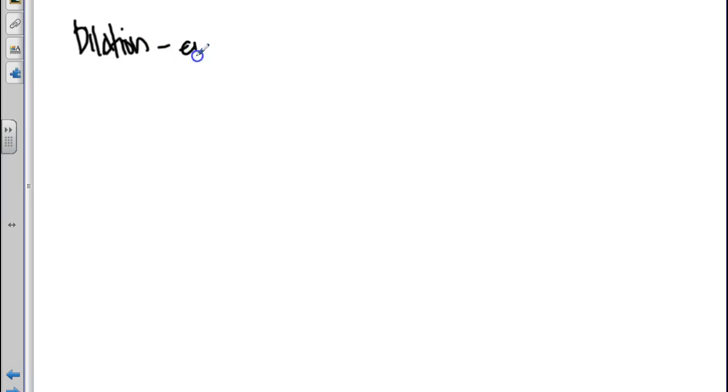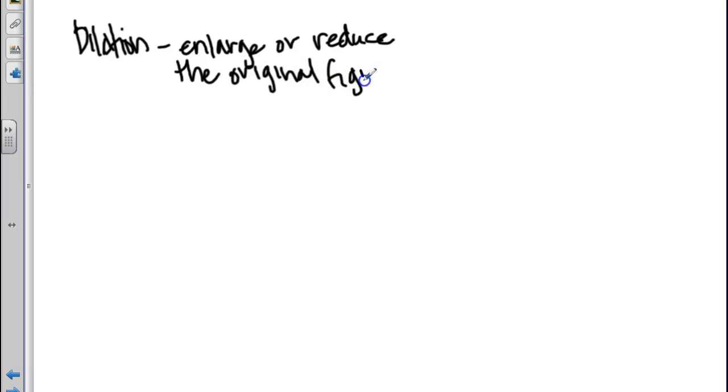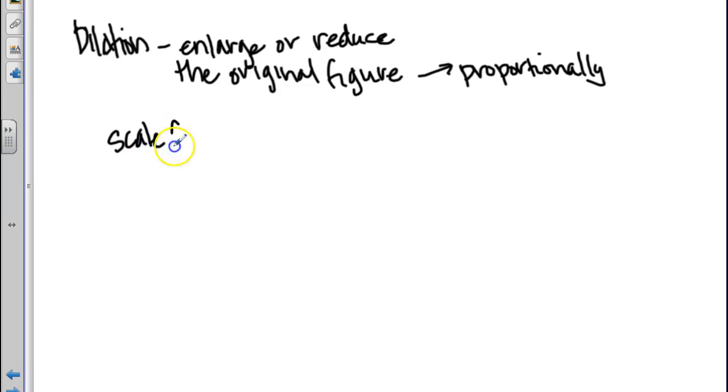So a dilation is going to enlarge or reduce the original figure, and it's going to do so proportionally. Now, when we look at this, we have a center of dilation, usually 0, 0. We also have a scale factor, and that scale factor tells us how large or how small our new image is going to be.